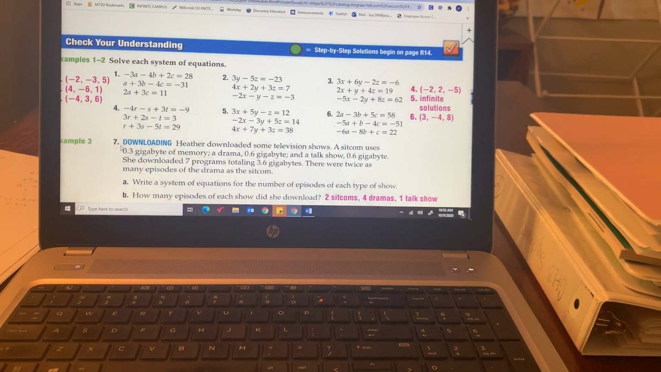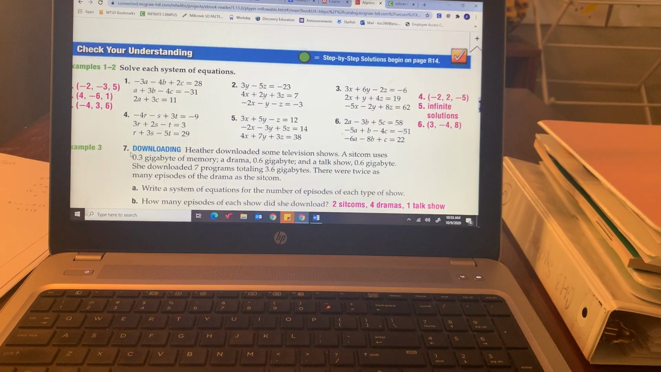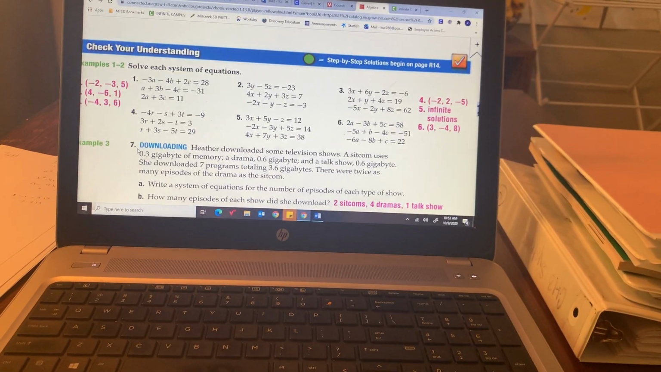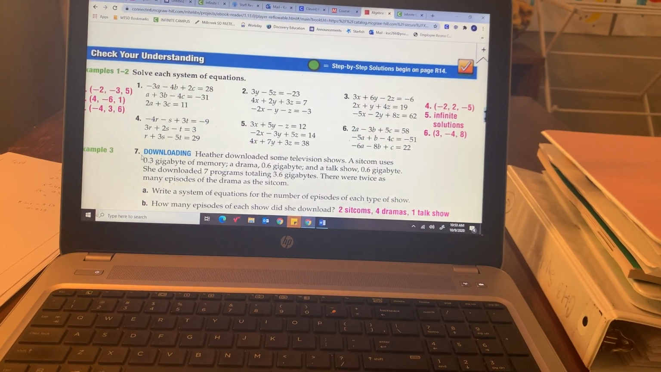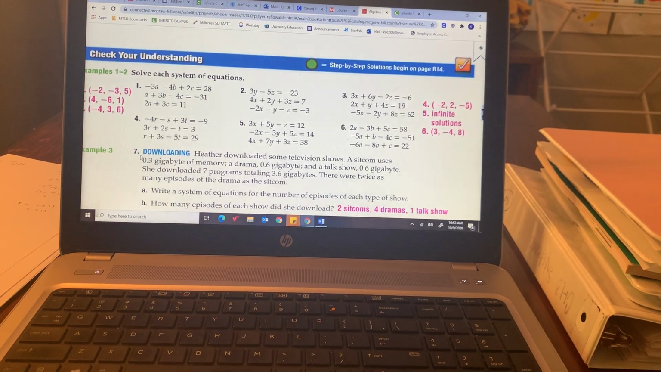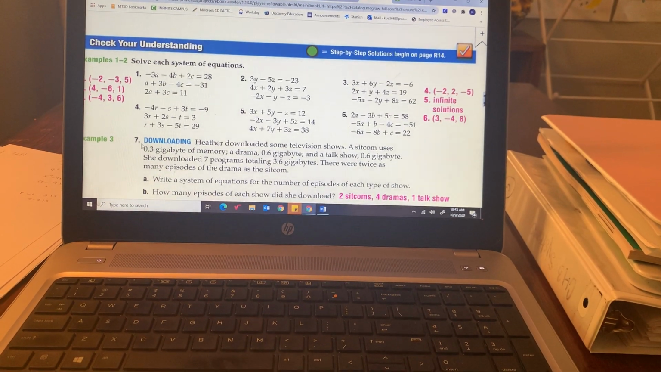Hey everyone, I am going to be making a video on the homework of three variable systems, and that way you can not only see how to transfer from words to equations, but how to use substitution and elimination to solve. So it says Heather downloaded some television shows.